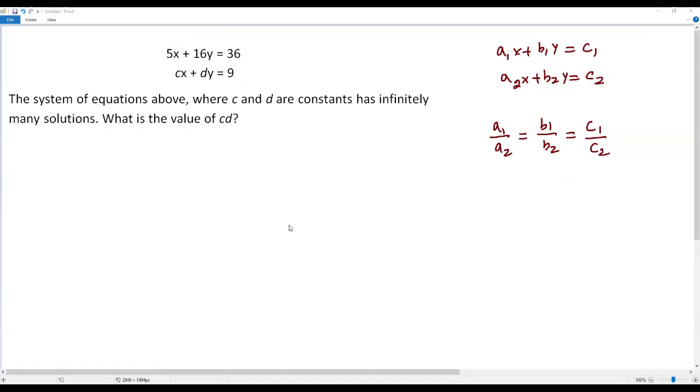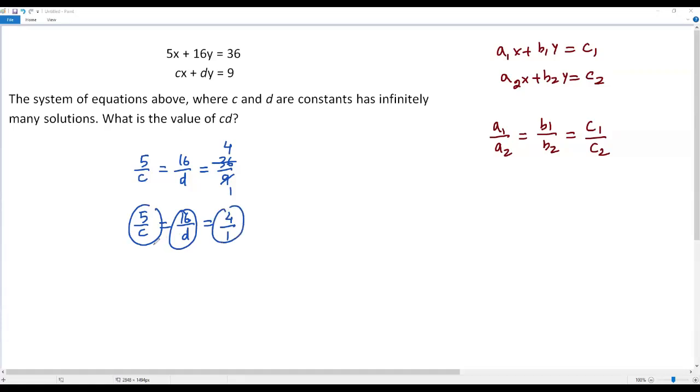Okay, let me write the ratio of the coefficients of x, that is 5 over c, equals the ratio of the coefficients of y, 16 over d, equals the ratio of the constant terms, that is 36 over 9. Let me write 5 over c and 16 over d. And now we can simplify 36 over 9 because both numerator and denominator have the greatest common divisor 9. That is, 9 goes into 9 one time and 9 goes into 36 four times. I'm getting 4 over 1. Here the three ratios are equal.